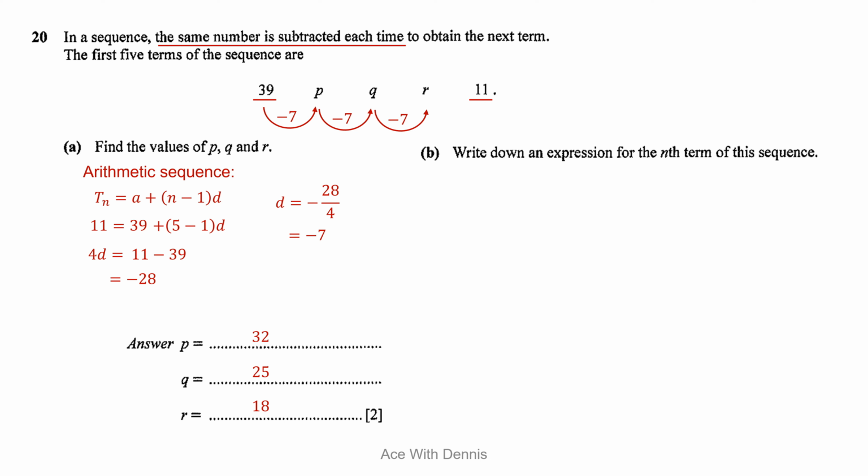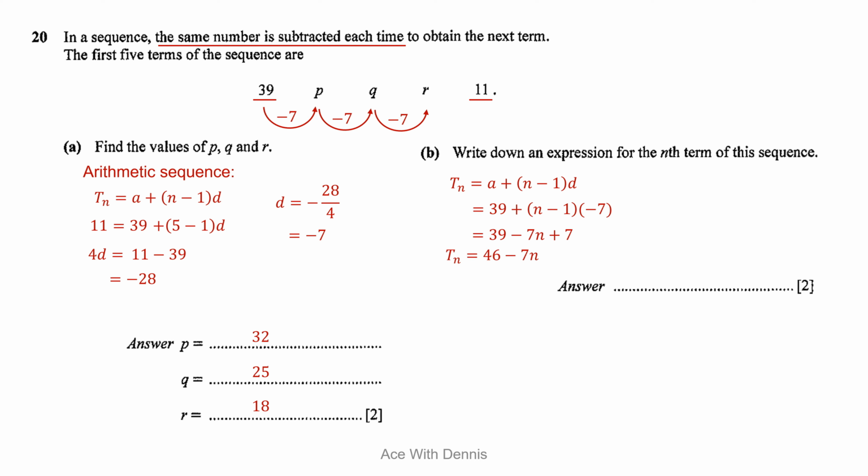B. Write down an expression for the nth term of this sequence. 2 marks. So again, we write down the formula of the arithmetic sequence Tn equals a plus (n minus 1)d, and we substitute the values. For a is 39 and d is negative 7. Then we simplify this equation, 39 minus 7n plus 7, and Tn equals 46 minus 7n. Hence the answer is 46 minus 7n.